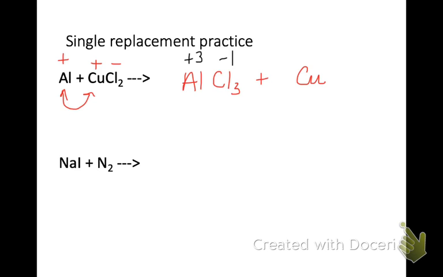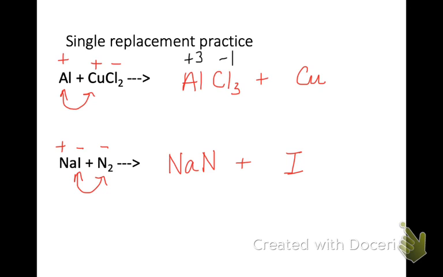In my second example, sodium has a positive charge, iodine has a negative charge, and nitrogen has a negative charge. In this case, the iodine and the nitrogen will trade places because they both have a negative charge. Sodium pairs up with the nitrogen, and iodine is left alone.